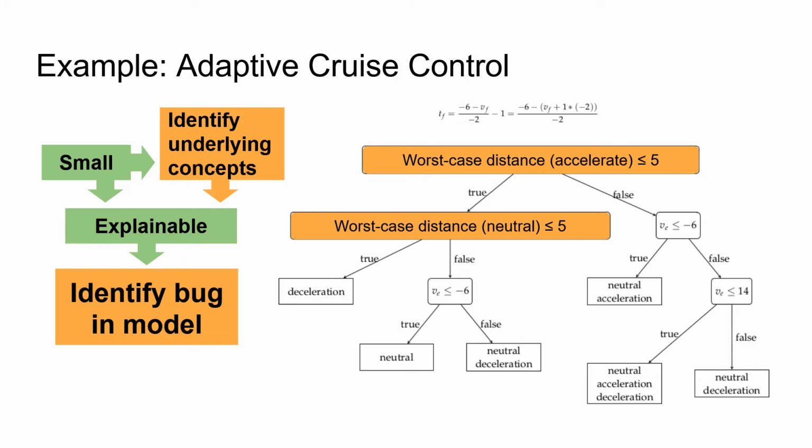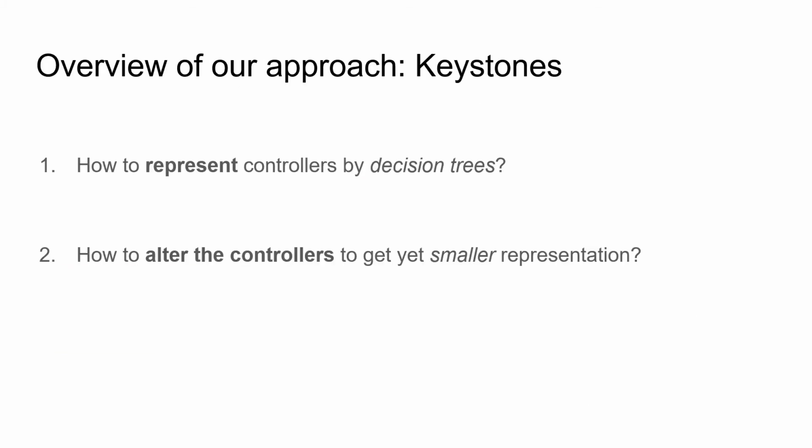To summarize, we have seen that these trees can be small, explainable, and highly beneficial in several respects, such as for optimizing memory, bandwidth, cost, or for validation. But how do we actually come up with them? As already mentioned at the beginning, the two key elements are the decision tree representation and distilling the essential part of the controller.